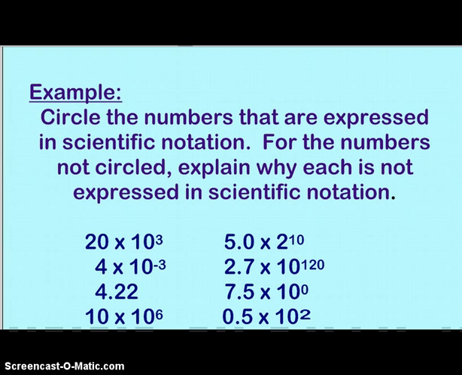10 times 10 to the sixth power is also not in scientific notation, because the first number, your first factor, has to be less than 10. The next one at the top of the next column, 5 times 2 to the 10th power, is not in scientific notation. That 2 should be a 10. 2.7 times 10 to the 120th power. Yes, it is in scientific notation. 7.5 times 10 to the 0 power is, yes, also in scientific notation. 0.5 is not in scientific notation, because 0.5 is not between 1 and 9.